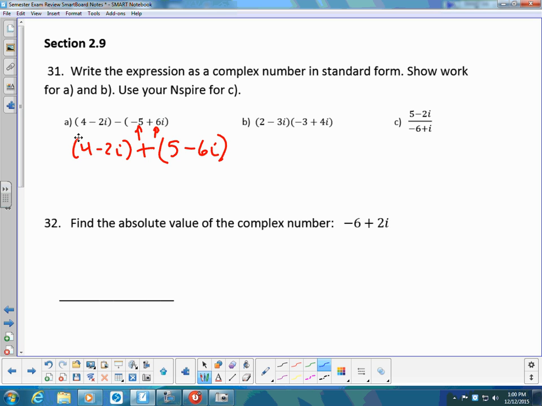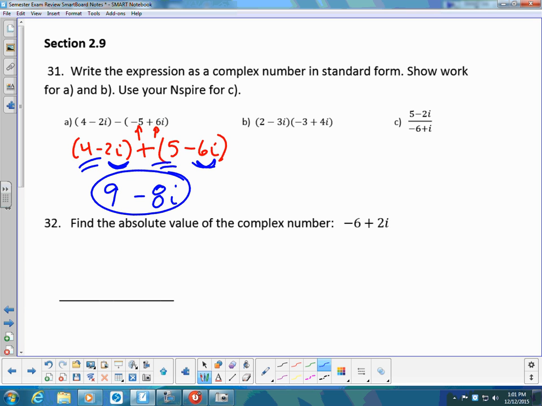Now I can add like terms, so 4 plus 5 is 9, and add the imaginary parts. So I added the real parts, now I'm adding the imaginary parts, and I get minus 8i. So I get 9 minus 8i is the answer for this one. All right, let's try this one.